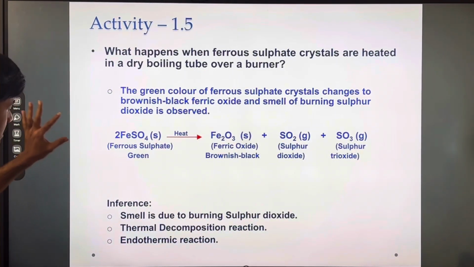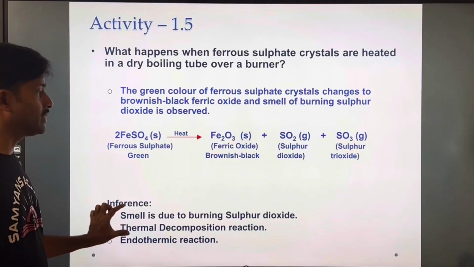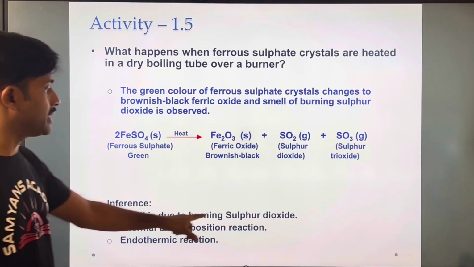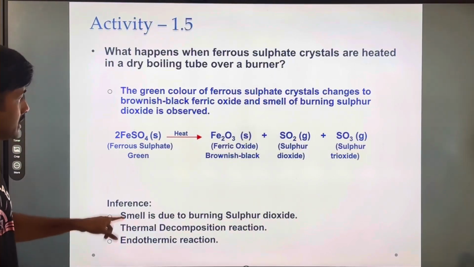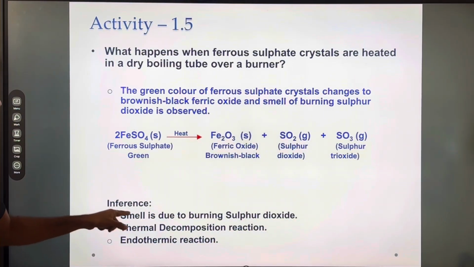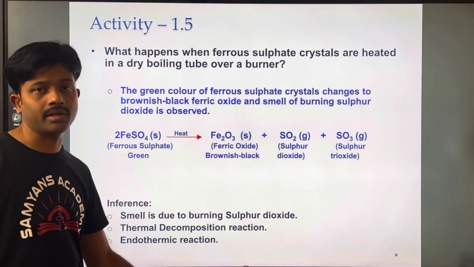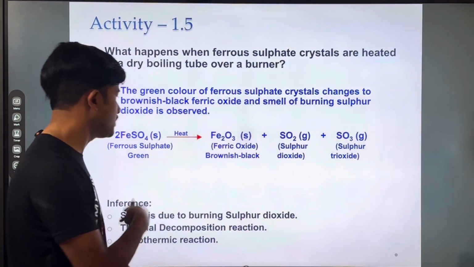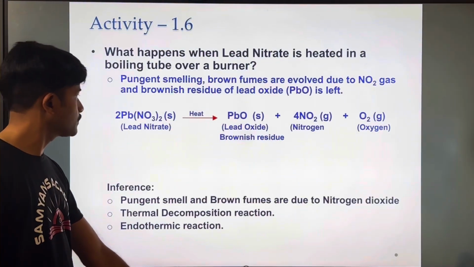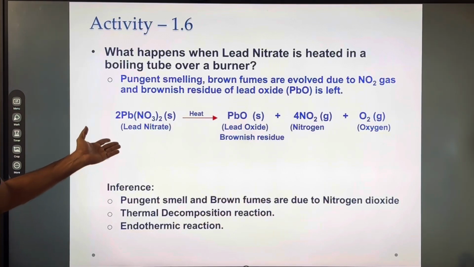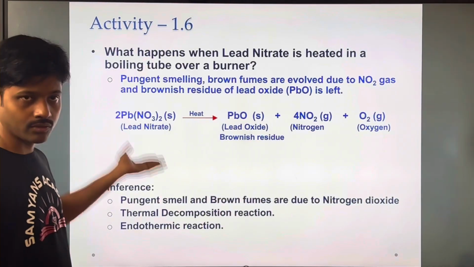So what are the observations we can write here? We can observe a pungent smell. It is due to the burning of sulfur dioxide, and this is an example of a thermal decomposition reaction, and we also call it an endothermic reaction. Here heat is absorbed by the FeSO4. Now this is an example of a thermal decomposition endothermic reaction.